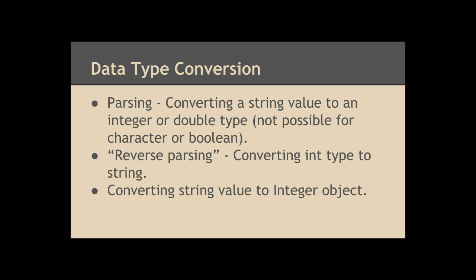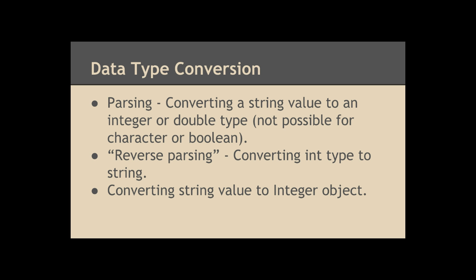It's another method that you can use. So the most common type of method is parsing, which is converting a string value to an integer or a double type, which is not possible for a character or a boolean, but let's say your string value is a number. You need to convert it to an integer or a double to do math with it. This is common when you're receiving input from, like, a JOptionPane or a text file or some sort of place where you can receive input only in a string format.